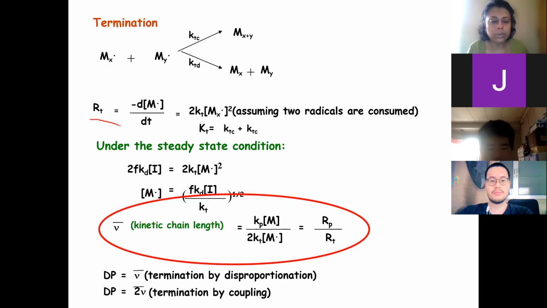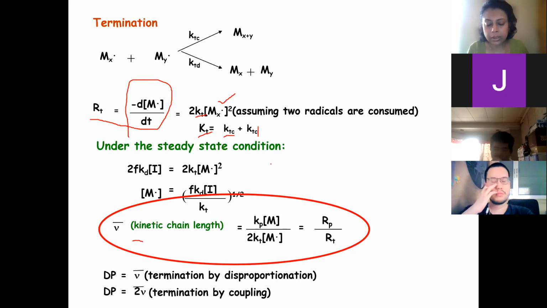So Rt is equal to minus dM by dt, which is equal to 2 kt M square. Instead of writing M dot, they are the same, I'm just writing M, which is M square. Now this kt is ktc plus ktd. So if it is only by combination, this is 0. If it is by disproportionation, this is 0. Or if it is a combination of both, this is kt.